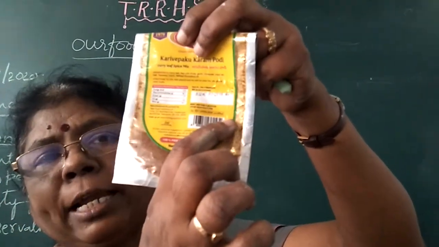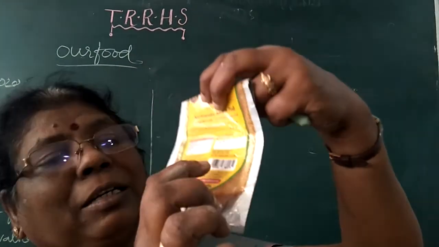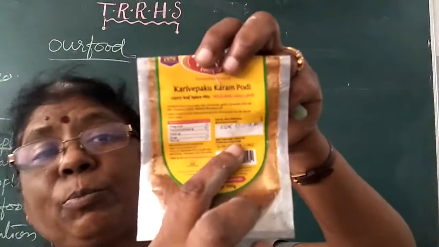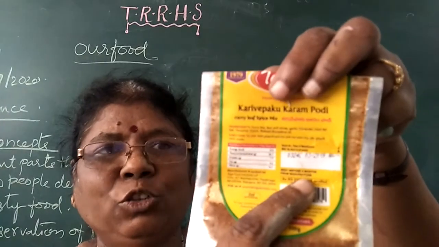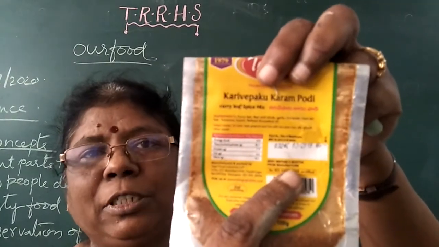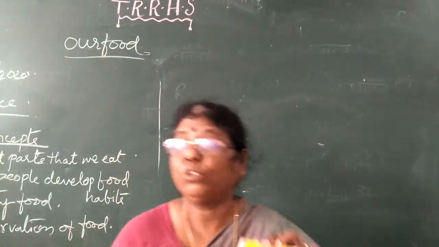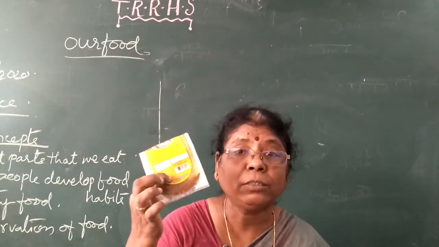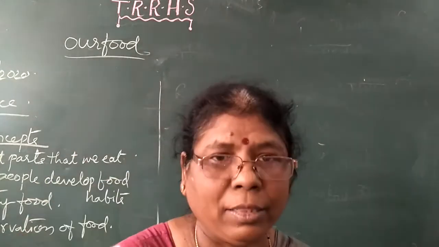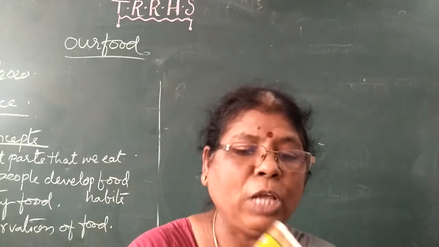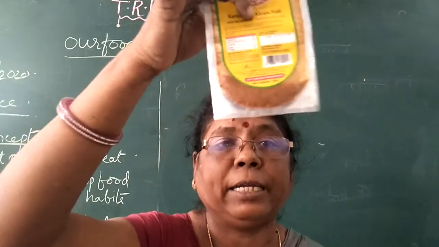Here, see, 2019 is given here, and best before 9 months is given. So already the time is over. You have to throw it out. It is not at all useful to use in your food. If you use an out of date food item, it will damage your health. So you have to read this information when you are buying a food item.